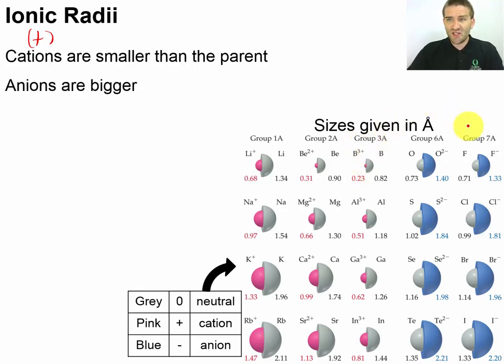Now, if we were to give it additional electrons, and you see that happening over here, we start out with the neutral, we give it some electrons, and the radius increases pretty dramatically there. So our anions are going to be larger when we do ionic radii.